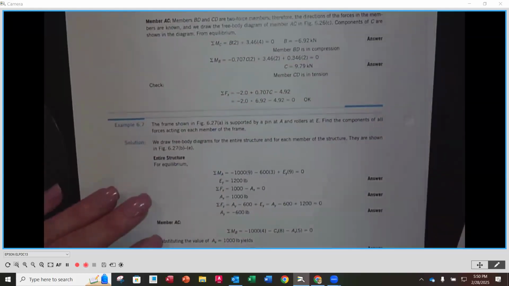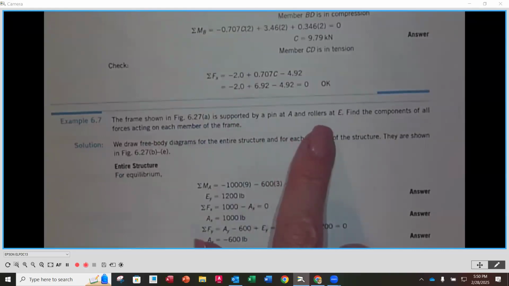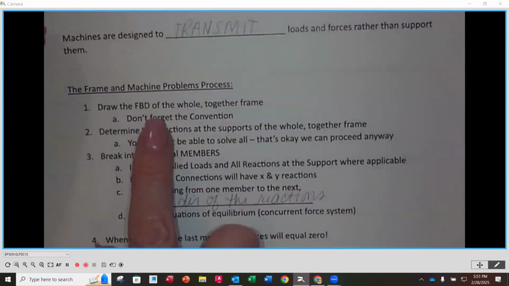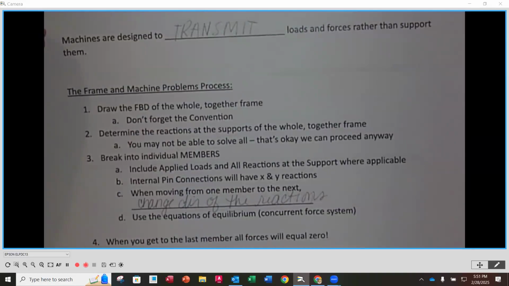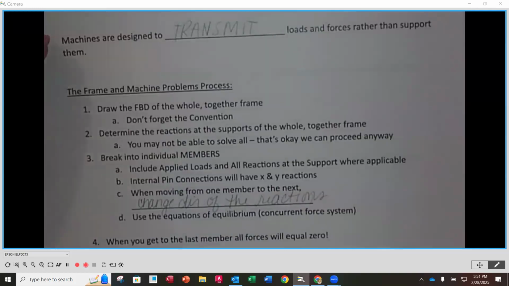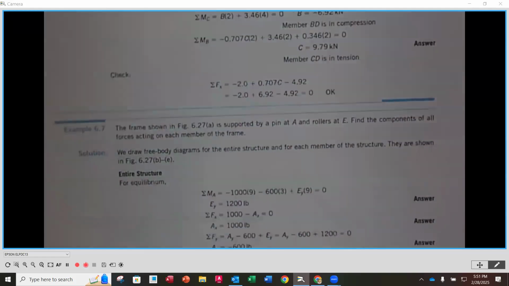So the problem statement says the frame shown in figure 6.27A is supported by a pin at A and a roller at E. Find the components of all the forces acting on each member in the frame. If we go back to our procedure, I like to say we're solving a frame problem, and that's a complete frame problem. The first thing we're going to do is draw a free body diagram of the whole frame together, and then try to solve for all the reactions of the supports when it is together, just like we did on the trusses. So that means we need to draw a free body diagram.